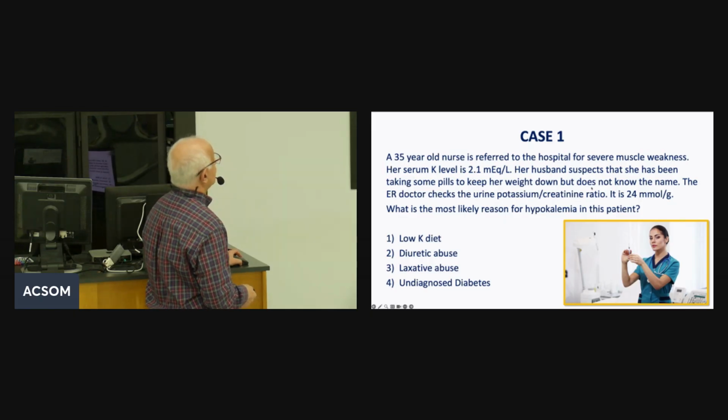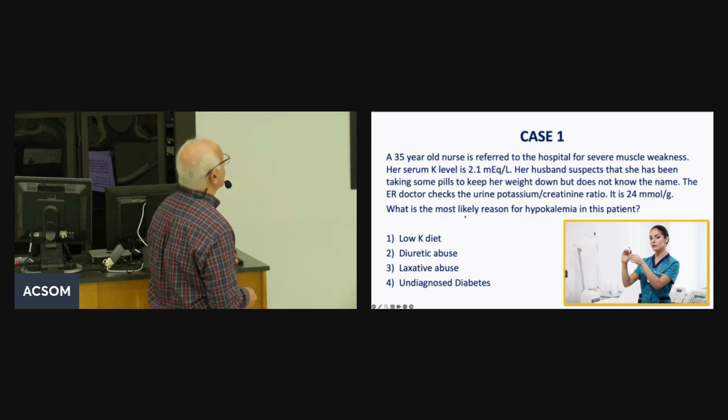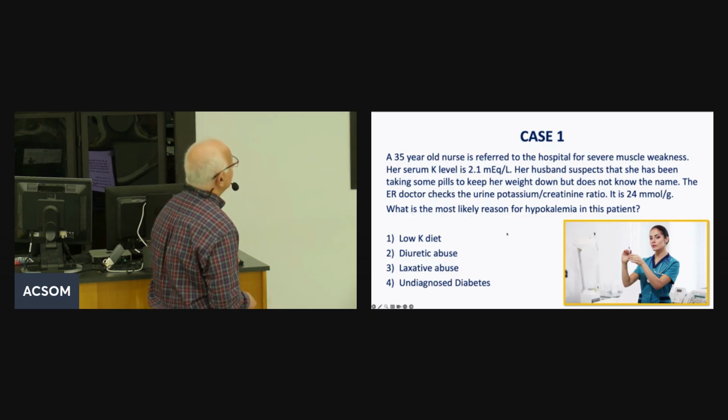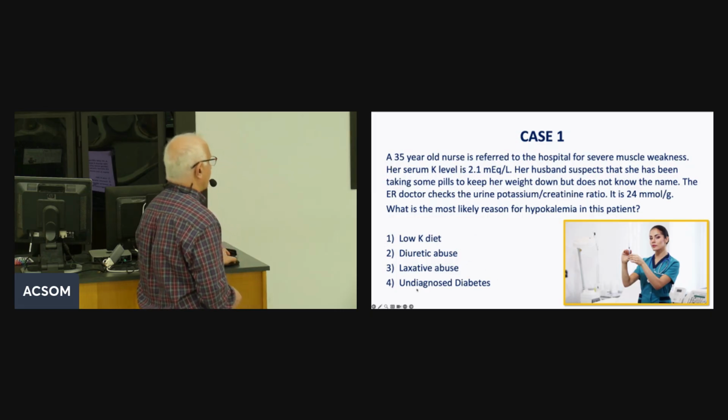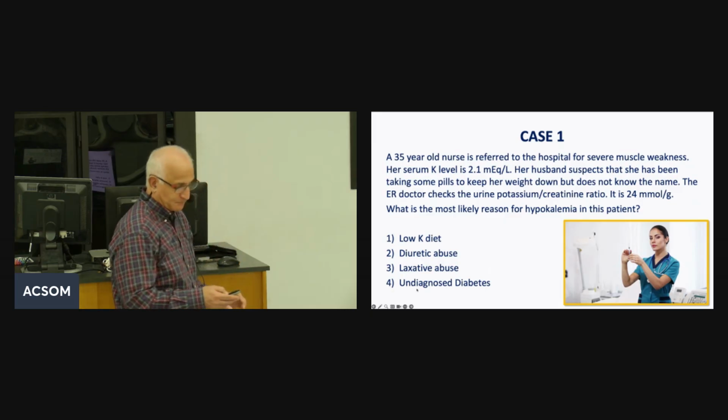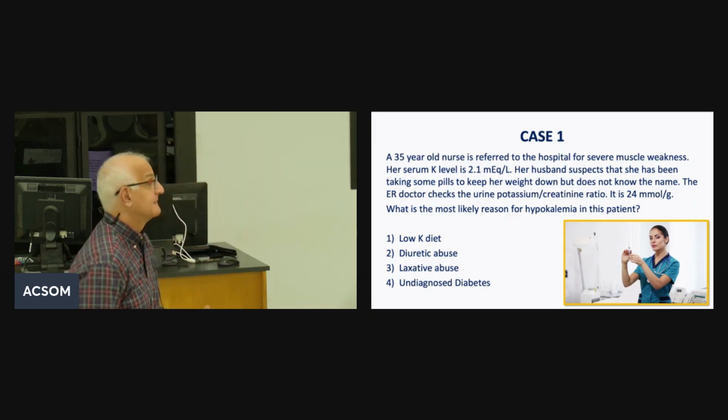Her husband suspects that she has been taking some pills to keep her weight down, but does not know the name. The ER doctor checks the urine potassium creatinine ratio. It is 25 millimole per gram. What is the most likely reason for hypokalemia in this patient? Low potassium diet, diuretic abuse, laxative abuse, undiagnosed diabetes. Okay, let's see what he has.